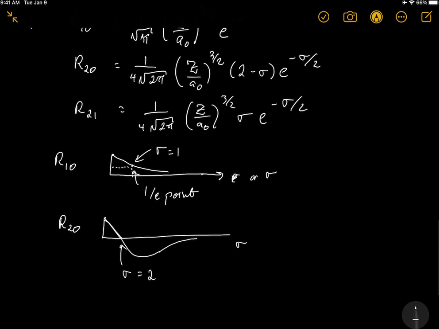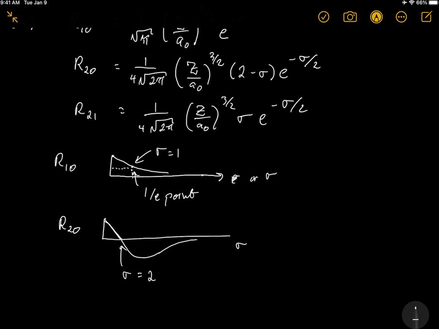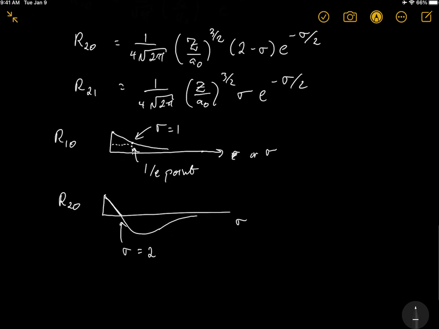Let's just call that axis sigma there. It makes it simpler. And so that's roughly what this looks like. So this R20 has a node at sigma equals 2. And this is in line with our previous experience, where we see that wave functions that have higher quantum numbers and that are higher in energy have more nodes.